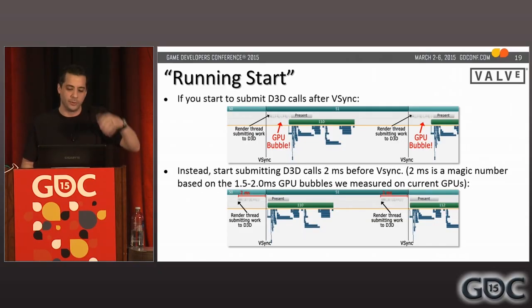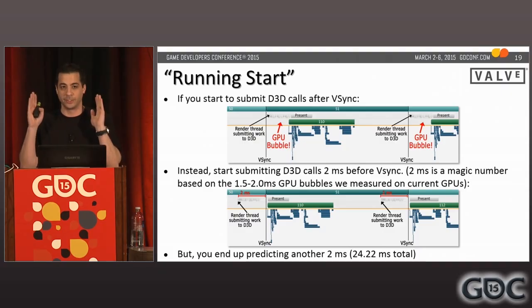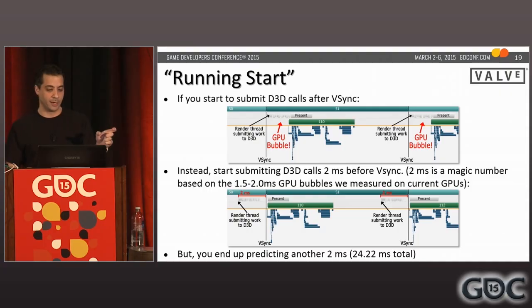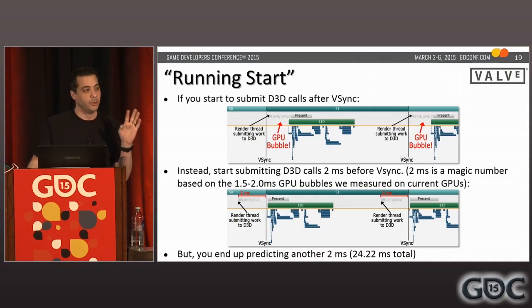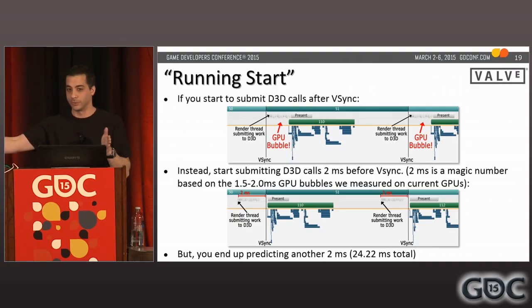So the idea of running start is you give the drivers, you give the runtime a little bit of a running start. So 2 to 3 milliseconds before VSync, we think is a good window. You start submitting your work to D3D then. So you predict your poses forward from then, which means you're going to predict an extra 2 milliseconds. You submit all your work to D3D starting about 2-3 milliseconds before VSync. So when VSync hits, you're actually ready to start saturating the GPU. Okay? So like I said, keep in mind, you have to add a little bit of time. In this example, where it's a 2 millisecond running start, you're going to predict 24.22 milliseconds to when the photons hit the user's eyes, which is totally fine.